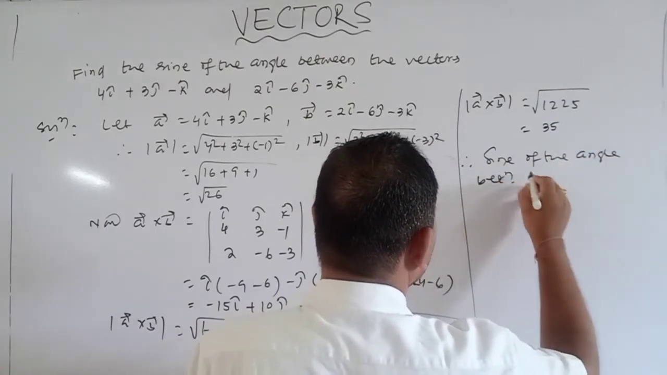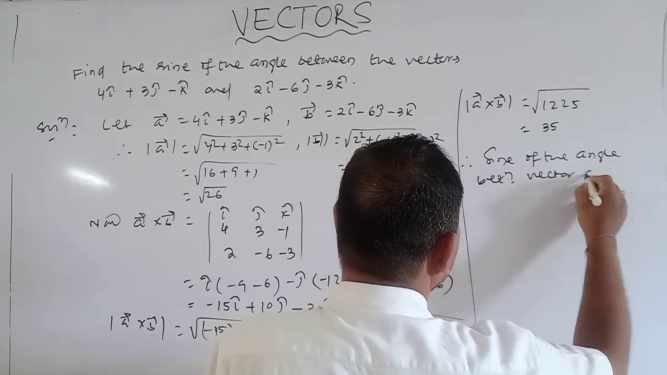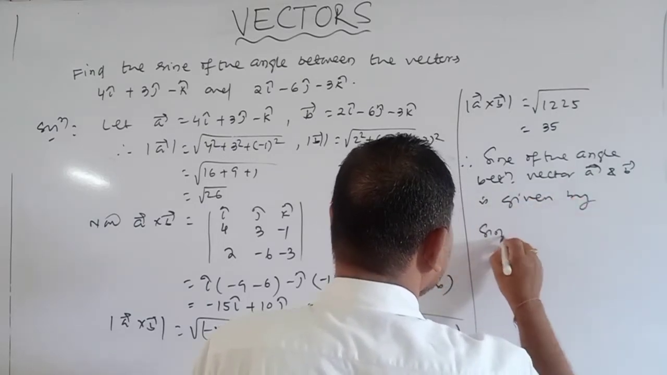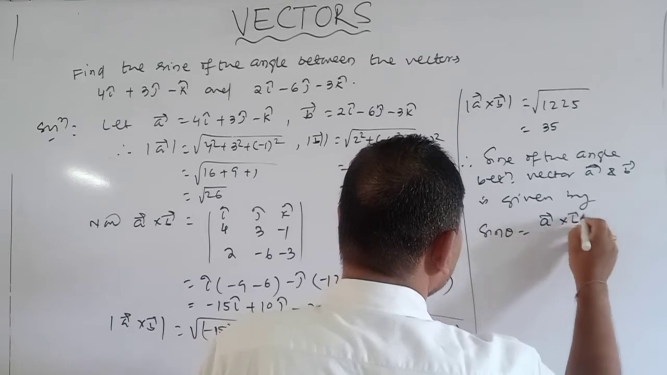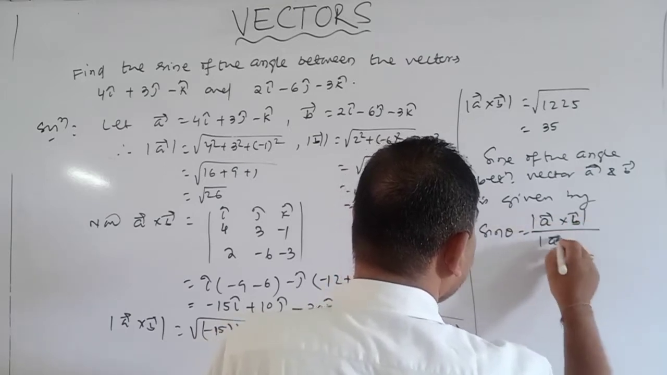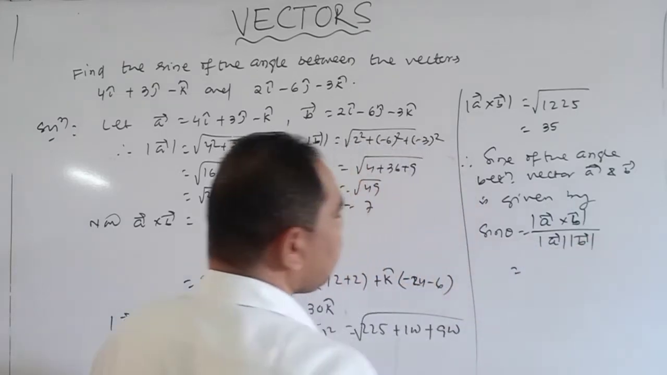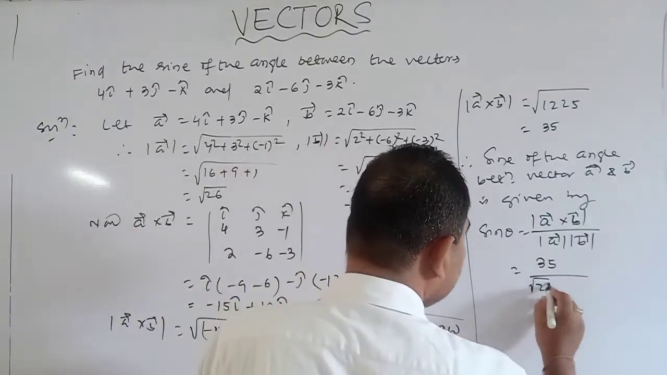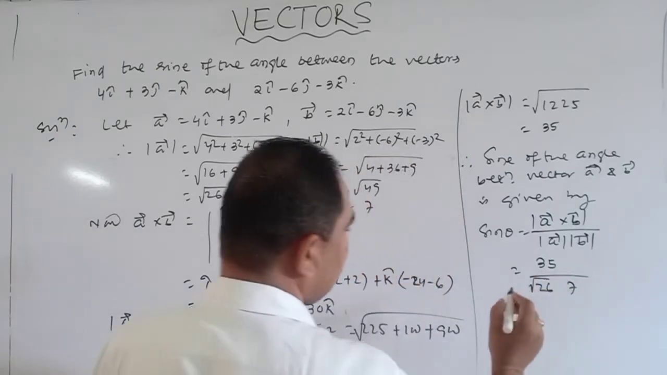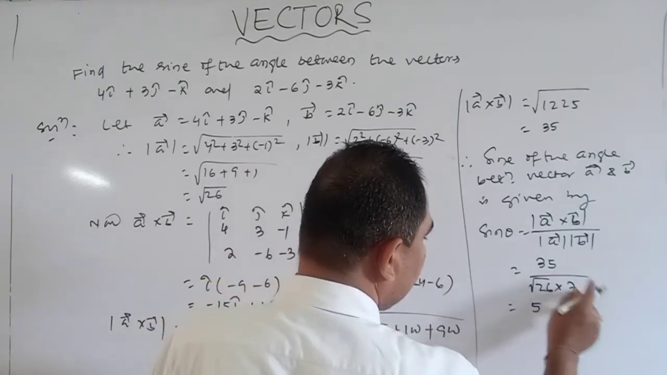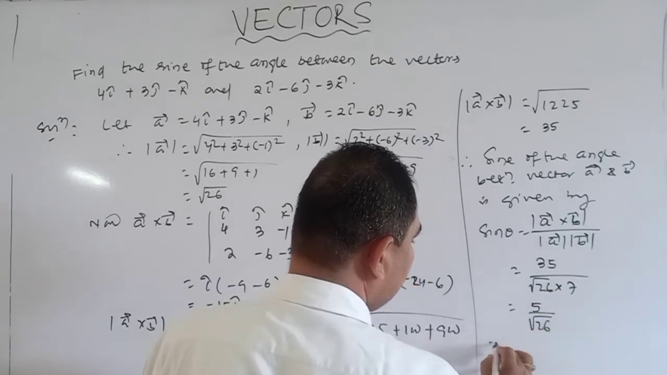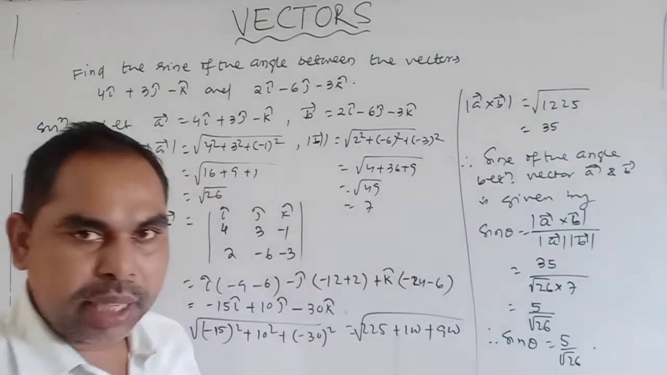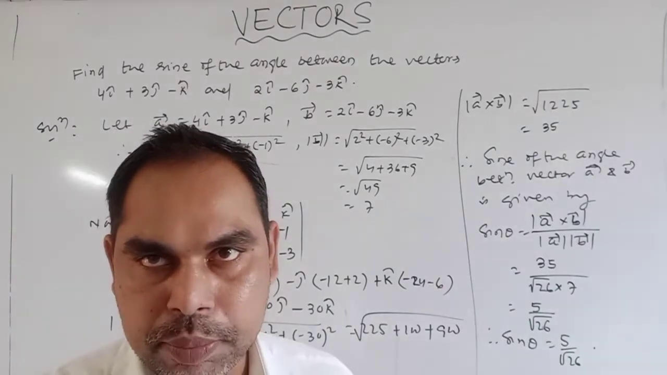Therefore the sine of the angle between vectors A and B is given by sin theta is equal to mod of A cross B divided by mod A into mod B. So mod of A cross B is 35, divided by mod A, which is root 26, and mod B, which is 7. So this is 5 by root 26. So sin theta is equal to 5 by root 26. Okay, this is the sine of the angle between the given vectors A and B.